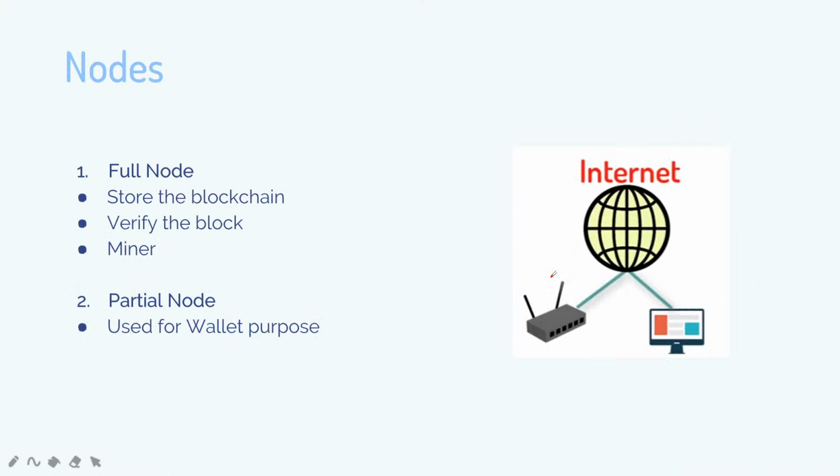Nodes are of two types, full node and partial node. A full node stores the blockchain. That is, whenever we do any transaction, those transactions will be stored in all the nodes. It will always be active. That is called a full node, and it verifies the blocks, and mining is also available. But a partial node is used for validation purposes only.